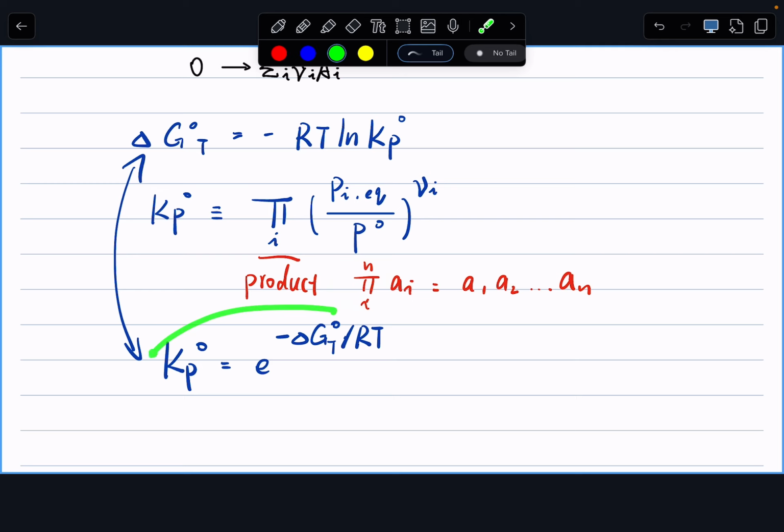And since we're looking at this kind of relationship, for a specific temperature, for specific ideal gas reactions, we can say that the Kp naught is more or less only a function of temperature. Your delta G naught is also a function of temperature for ideal gas reactions, and here you only have the over RT. So your K equilibrium, the standard equilibrium constant, is only a function of temperature for ideal gas reactions.